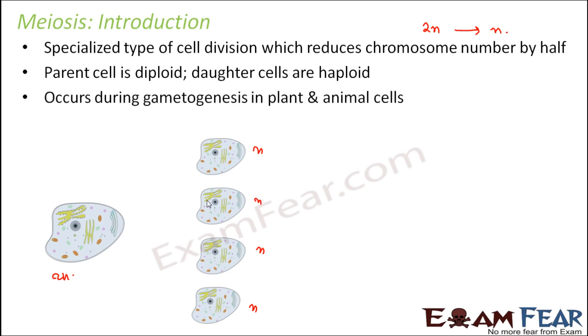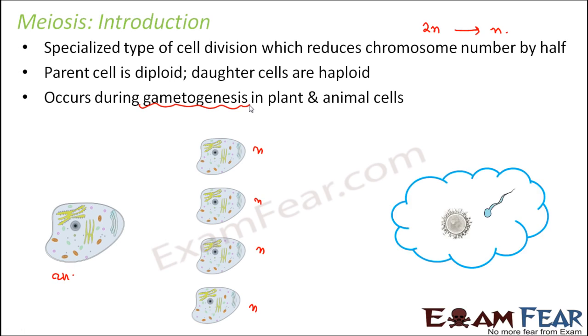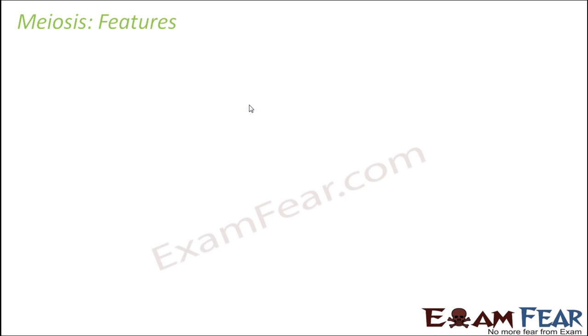It occurs during gametogenesis in plant and animal cells. What is gametogenesis? The process of formation of gametes. Gametes are nothing but the sex cells. So when we talk about sex cells in human beings, we are talking about the sperm, which is the male sex cell, and the ovum, which is the female sex cell. Let us look at some of the important features of meiosis.